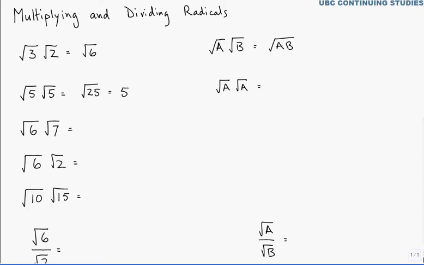So save yourself a lot of time, and when you recognize you're just squaring a square root, just take away the radical sign. So root a times root a is just simply a. So let's take a look at a few more examples. Root 6 times root 7. 6 times 7 is 42, so this is simply root 42. Let's try another one. Root 6 times root 2. 6 times 2 is 12, so this is root 12.